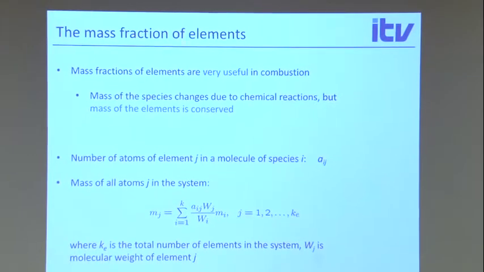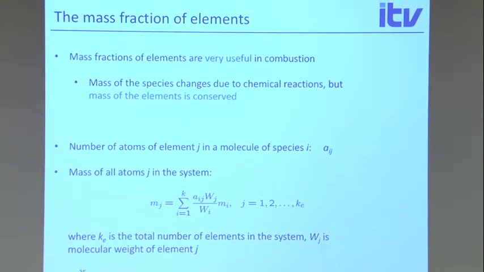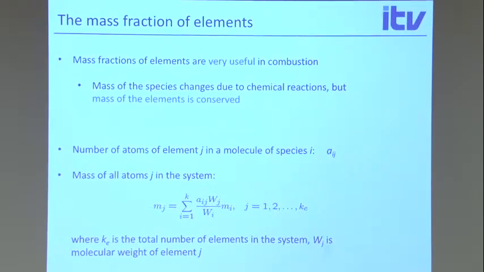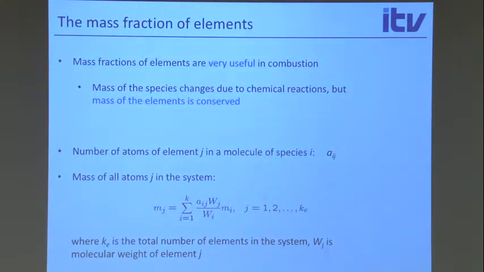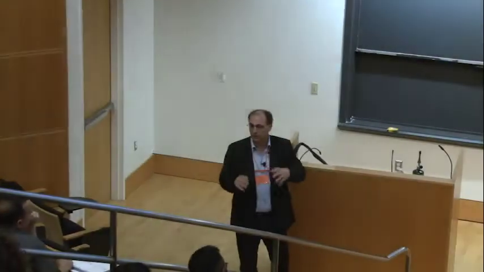There's another quantity that's very important, the mass fraction of elements. That's very useful because, again, that is a quantity that's conserved. We know that if we have a certain mass fraction of carbon in our fuel-air mixture, then after combustion, we'll have the same mass fraction of carbon. It will be in different species.